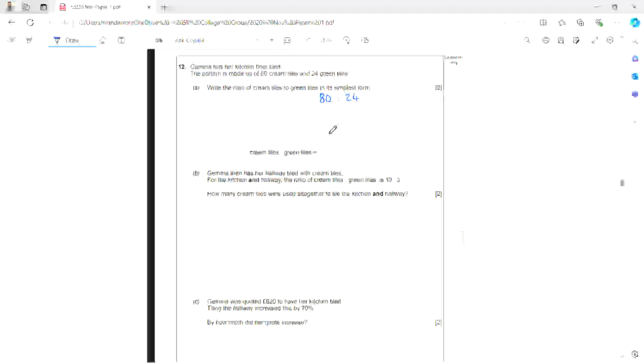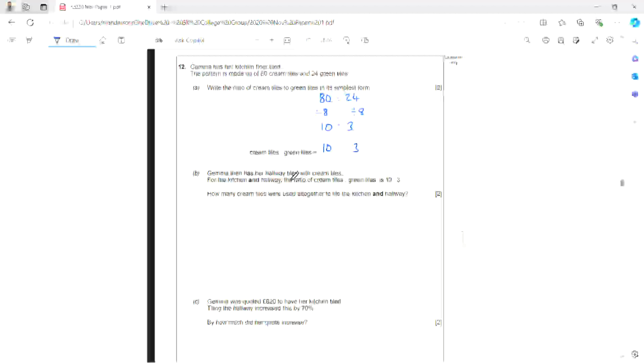So we're looking for the largest number that both 80 and 24 can divide by, and they can both divide by 8. 80 divided by 8 is 10. And 24 divided by 8 is 3. So my ratio is 10 to 3.